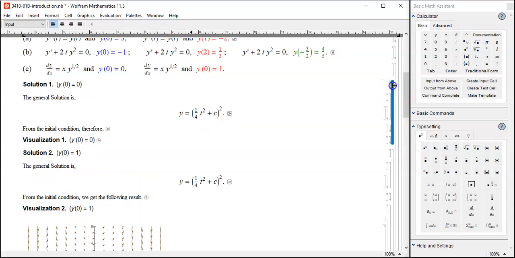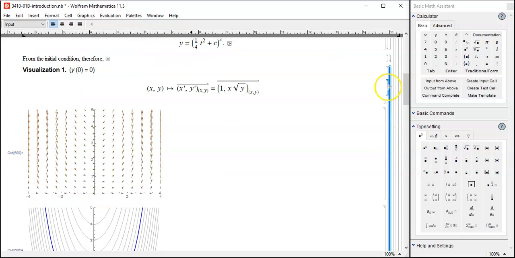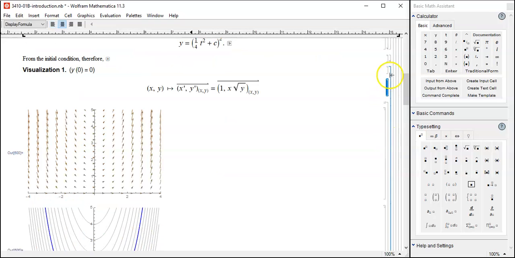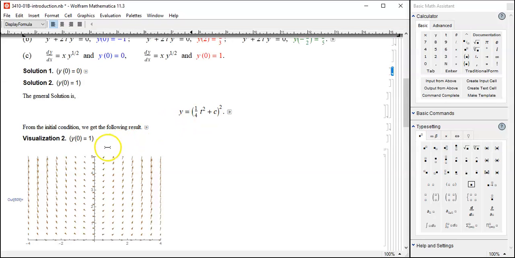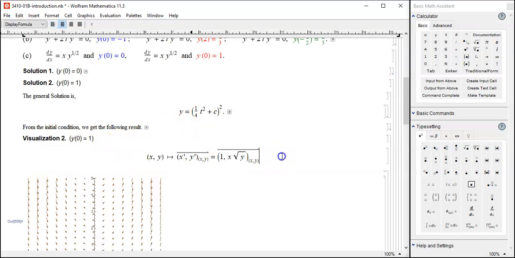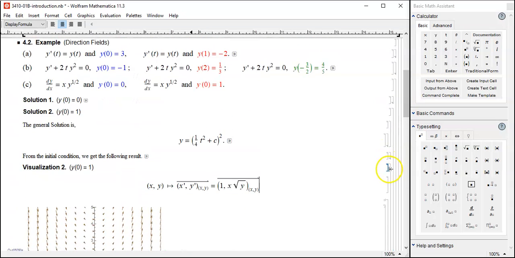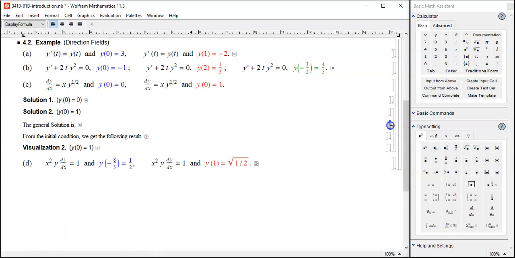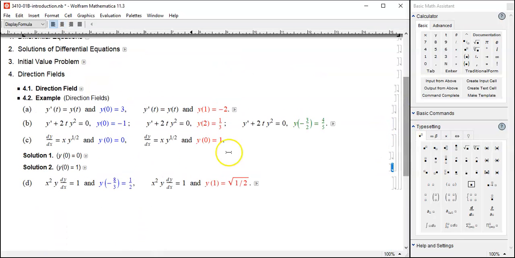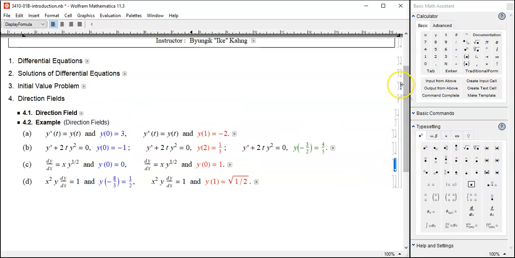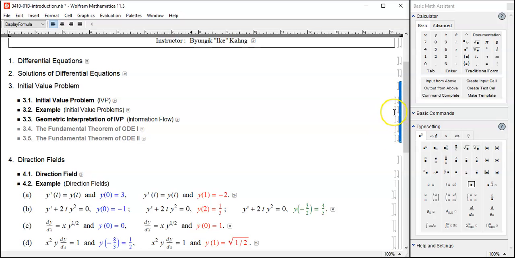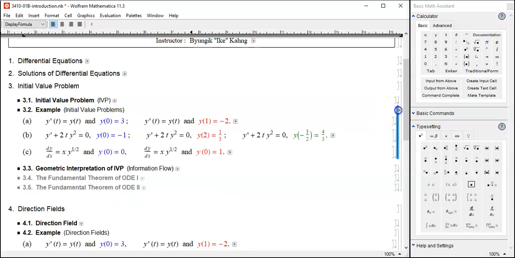And as for the direction field, it's the same as before. So I'll just copy and paste this thing down here. Yeah, that's the direction field, same as before. And then I'll leave it at that. As for the further analysis of these solutions, they're all here in this example.